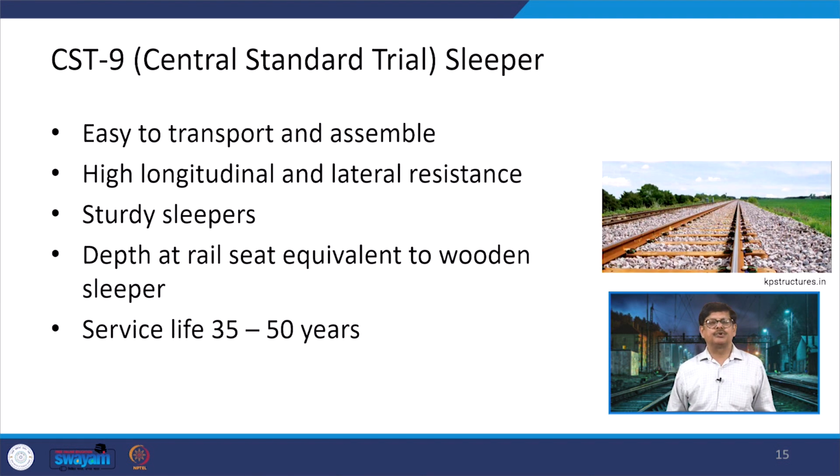Then it was easy to transport and assemble. It had high longitudinal and lateral resistance. It was considered to be a sturdy sleeper, and the depth at the rail seat was equivalent to a wooden sleeper. It was roughly around 140 mm, and the service life was also good. It was 35 to 50 years. So, more or less equivalent to what we discussed previously for the steel trough sleeper also.